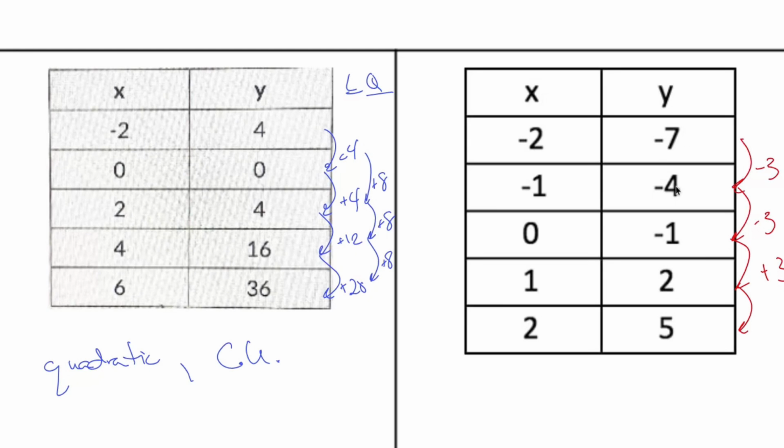Wait. You go down 3. You go down 3. You go up 3. And you go up 3. Okay, so it's not linear. Is it quadratic? You don't move. You go up 6, and you don't move. So this is neither. Okay? Not bad.